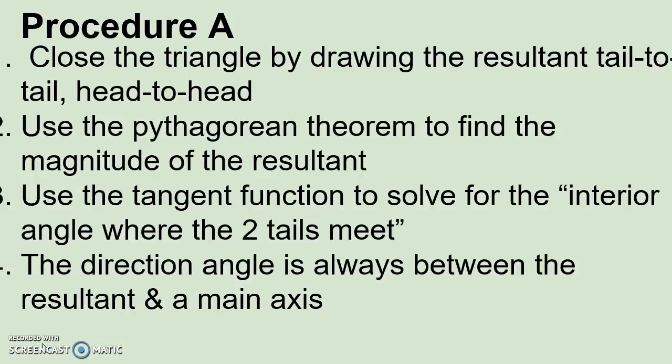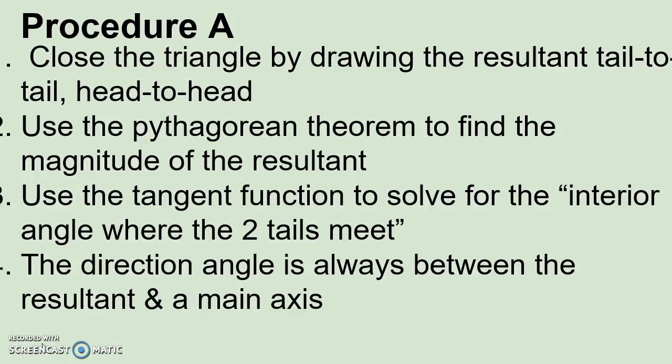The direction angle is always between the resultant and a main axis. Recall from the previous note set how we will use the conventions for naming in regard to the next closest major axis. For instance, we would have 29 degrees east of north would be one example.